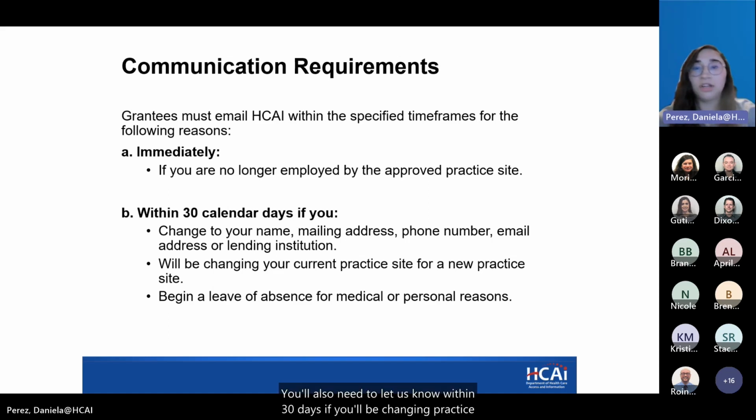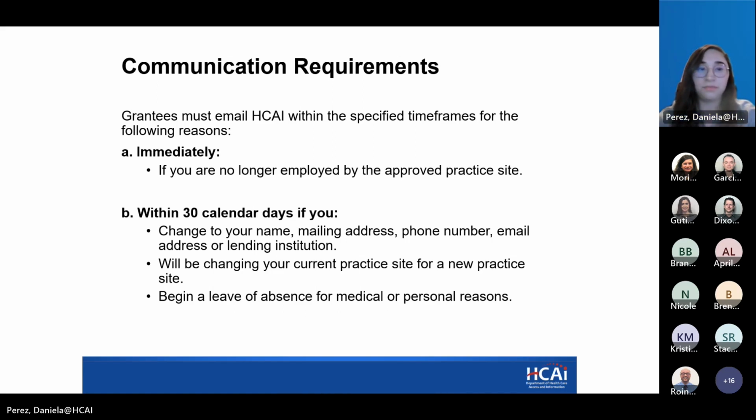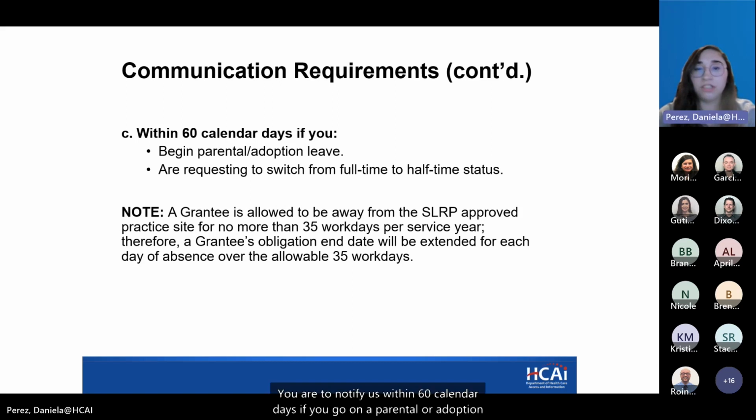You will also need to let us know within 30 days if you will be changing practice sites or if you plan to go on a leave of absence. You are to notify us within 60 calendar days if you go on a parental or adoption leave, or if you request to switch from a full-time status to a half-time status.